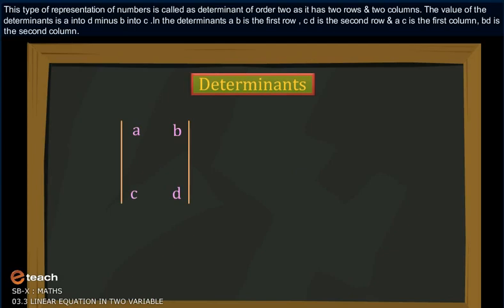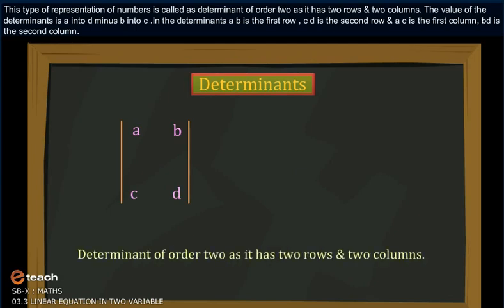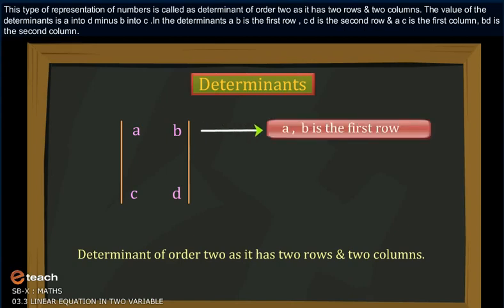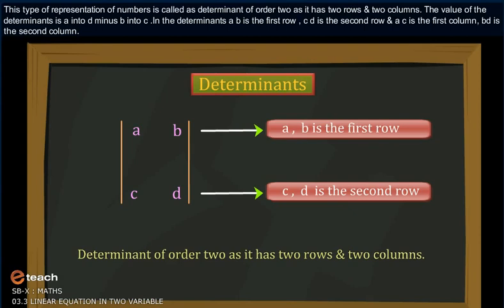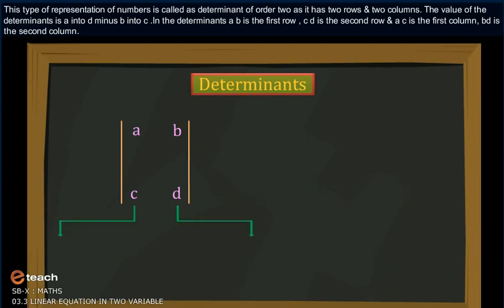This type of representation of numbers is called a determinant of order 2, as it has two rows and two columns. The value of the determinant is A into D minus B into C. In the determinant, AB is the first row, CD is the second row, AC is the first column, and BD is the second column.